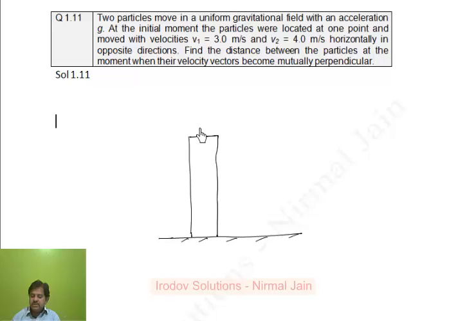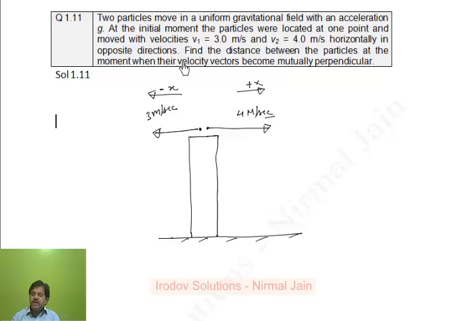Two particles start moving in two opposite directions. This is 3 meter per second. For the other particle, this is, let's say, 4 meter per second. These two particles moved with speed v1 equal to 3 meter per second and v2 equal to 4 meter per second horizontally in opposite directions. Let one be in the plus x direction and the other in the minus x direction.